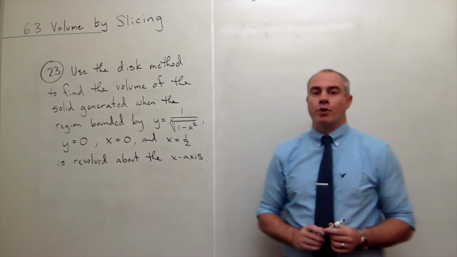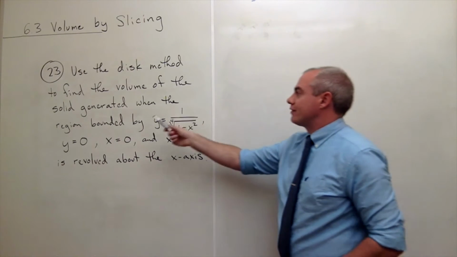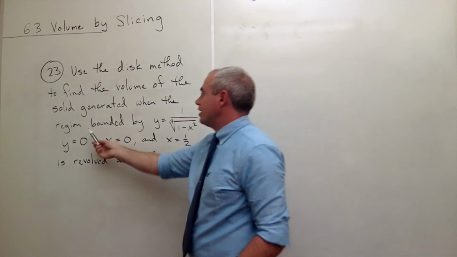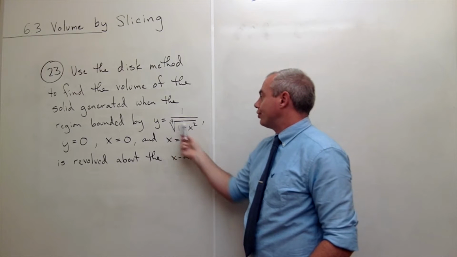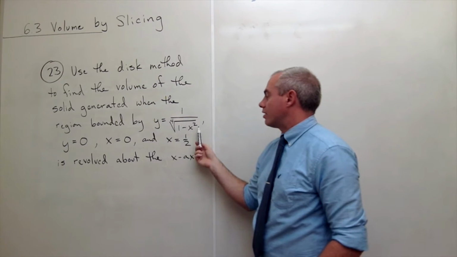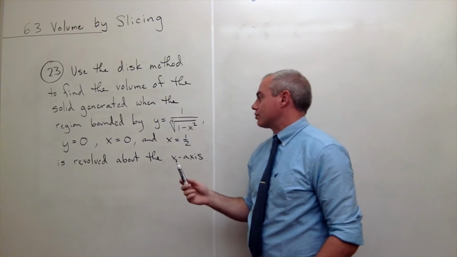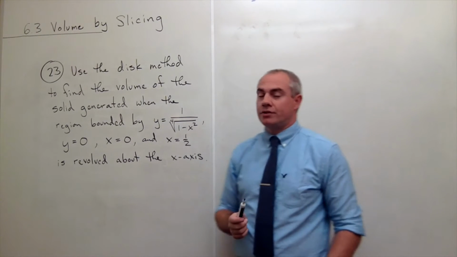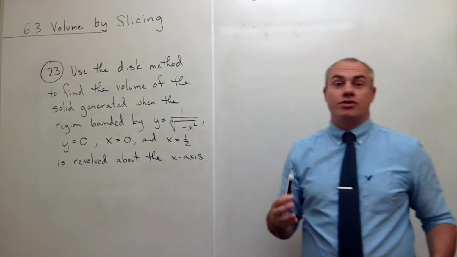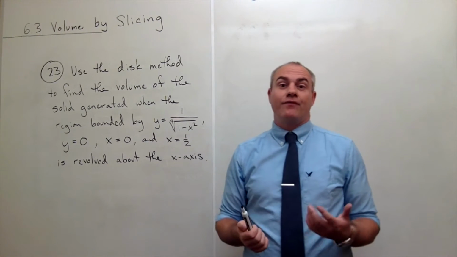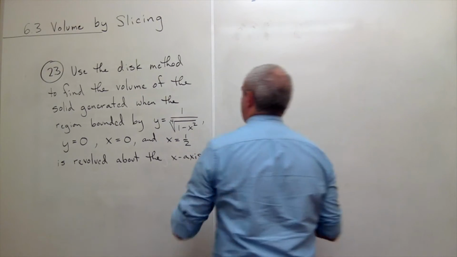In problem number 23, we'd like to use the disk method to find the volume of the solid generated when the region bounded by y equals 1 over the fourth root of 1 minus x squared, y equals 0, x equals 0, and x equals 1/2 is revolved about the x-axis. All right, so first things first, let's draw a picture, try to get a feel for what the shape looks like that we are spinning about the x-axis.